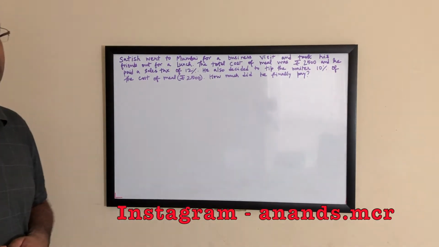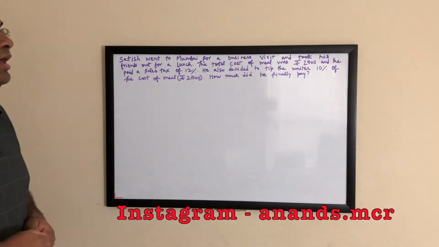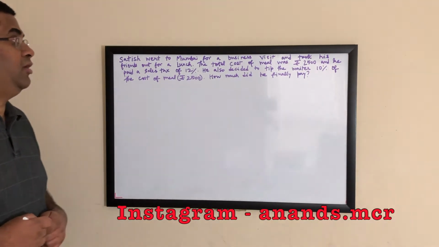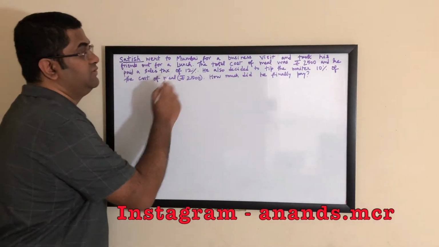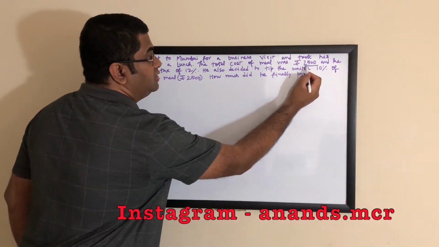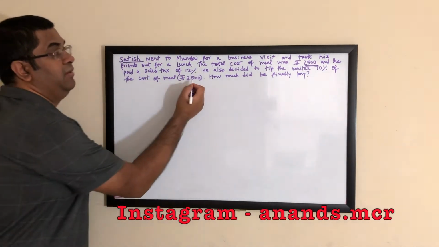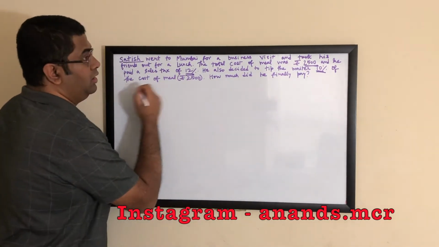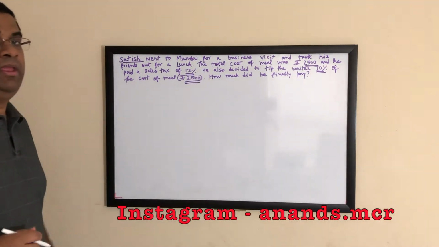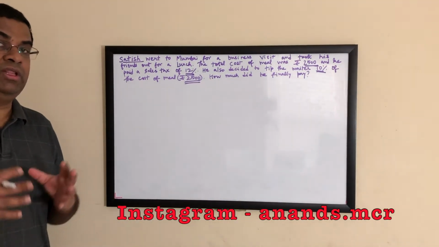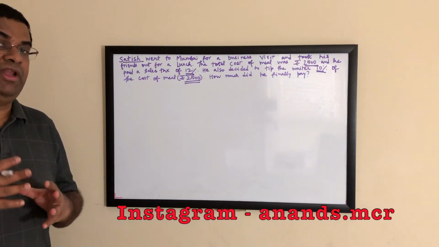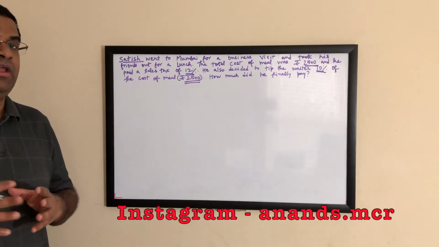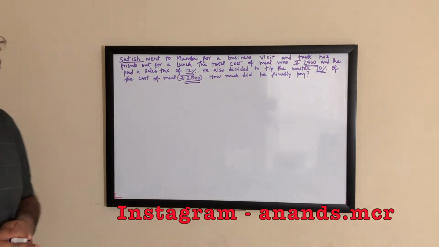Now let us take a look at the way to solve this problem. As usual, let's underline the key pieces of information. Satish took his friends out for lunch, the total cost of the meal was 2,500 rupees, he paid a sales tax of 12%, and he tipped the waiter 10% of the cost of the meal. So how much did he pay? Remember, friends, we have to write the steps out in detail, which gives no chances of error in the calculation. So let us see how to do this problem.